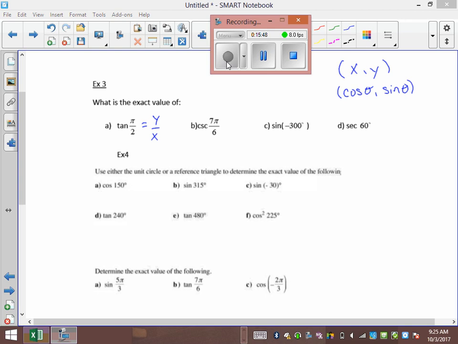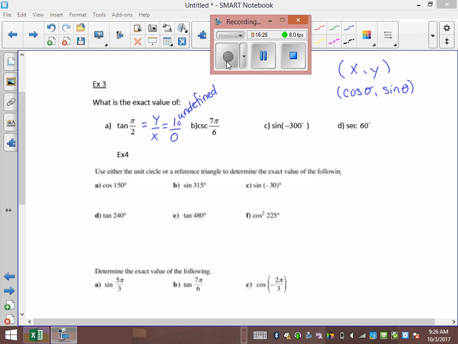So at pi over 2, or 90, what is my y? 1. And what is my x? So it's actually undefined, because you can't divide by 0. If you look here, y is 1, x is 0, off your unit circle. Whenever it says what is the exact value, that's a huge hint you're pulling stuff off the edges of your unit circle. That's where all those exact values sit.